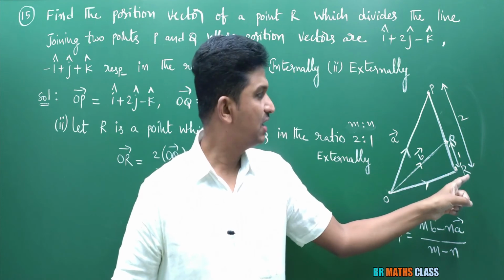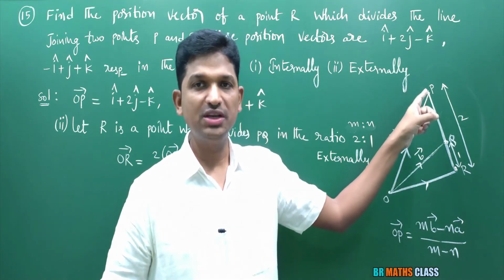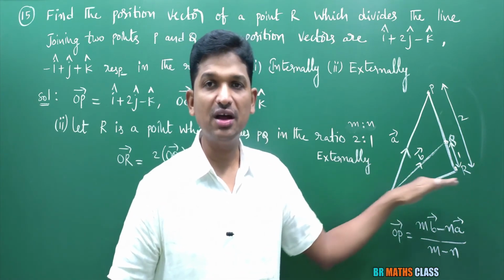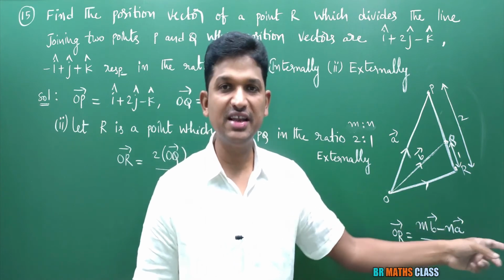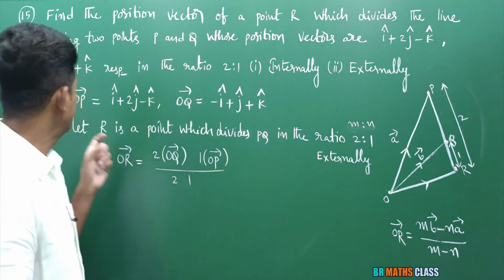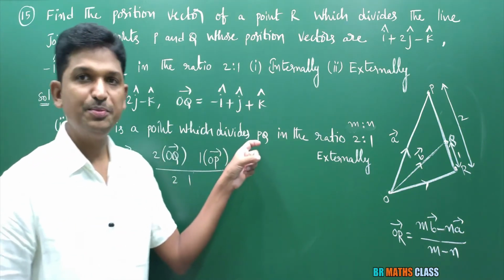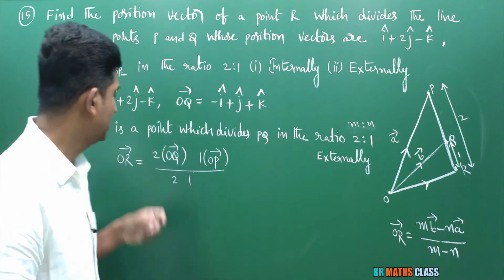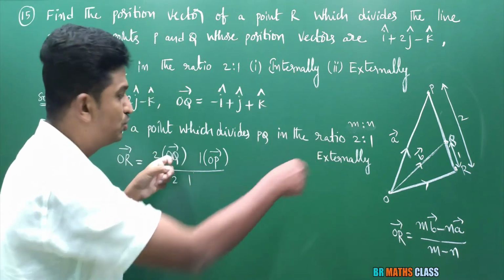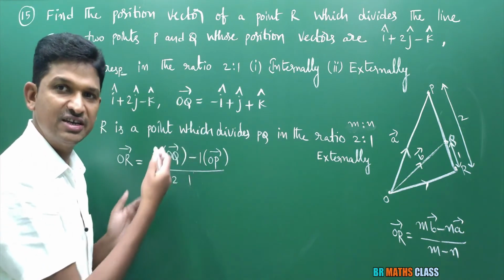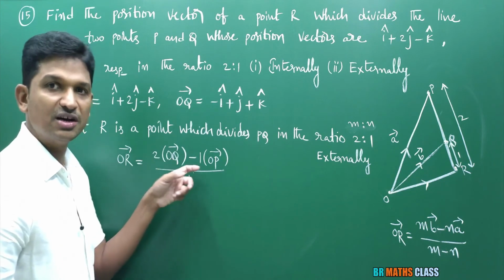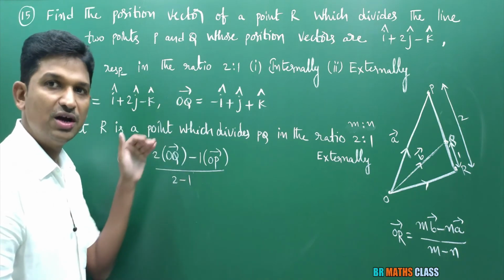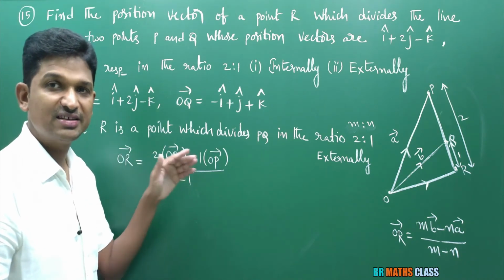So, if the point R divides the line segment PQ in the ratio 2:1 externally, then to calculate the position vector of point R, the formula is (mB bar minus nA bar) divided by (m minus n). You see here what I have written? R is a point which divides PQ in the ratio 2:1 externally. When it divides externally, what is the formula? mB bar, here B bar means OQ bar, minus. Internal division, external division, the only difference is minus. mB bar minus nA bar, A bar means OP bar, divided by m minus n. This is the formula to calculate OR bar in external division.